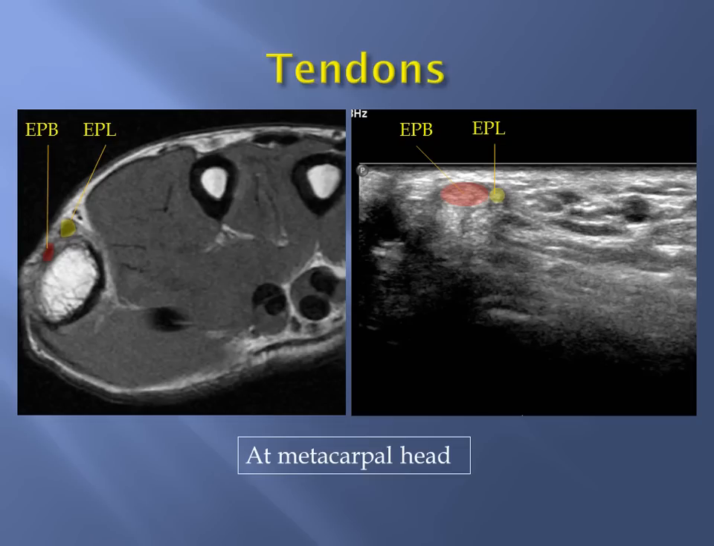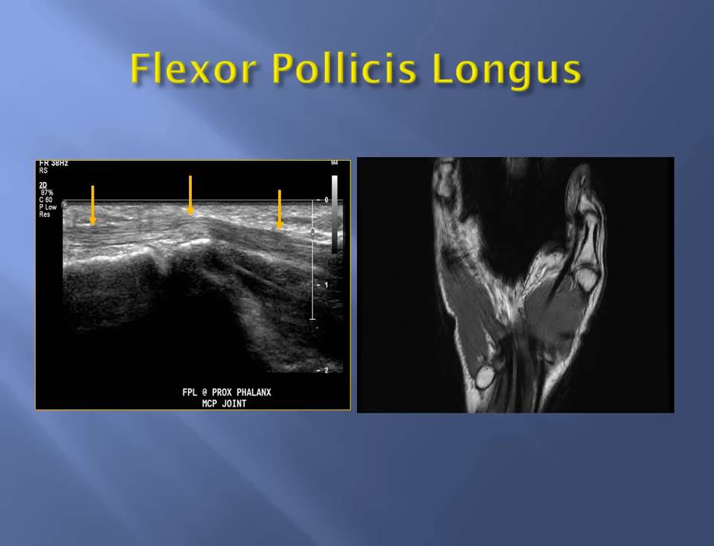This is some cross-sectional imaging of the extensor pollicis brevis and extensor pollicis longus with MRI and ultrasound images. This is performed at the first metacarpal head. The flexor pollicis longus is probably the most robust tendon of the thumb. Here we see normal FPL delineated by the arrows with the expected uniform appearance and fibrillar echogenic appearance.